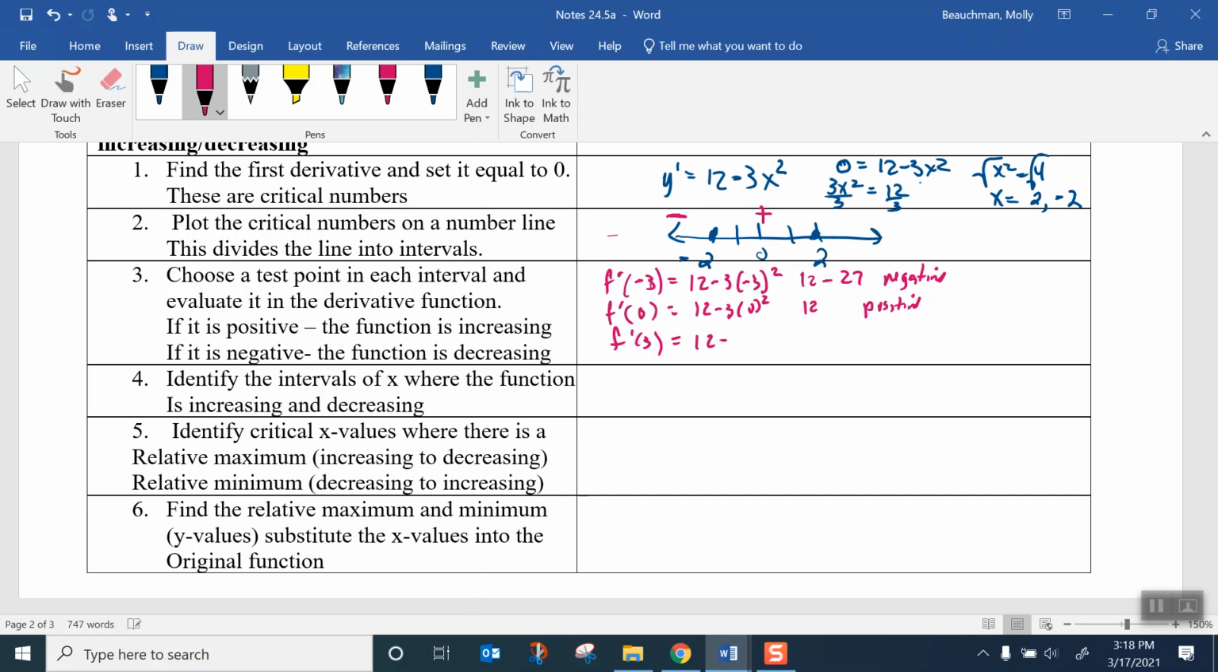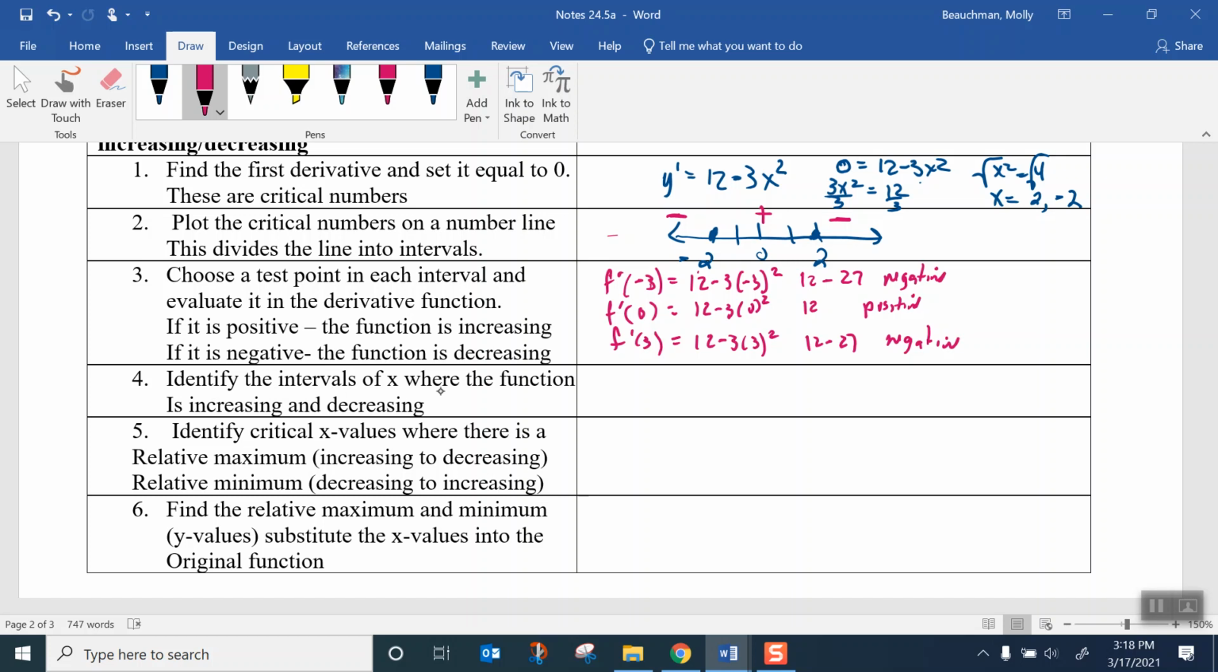Then if we find f prime of 3, I get the same value as I did for f prime of -3, which is negative. So on our number line, we had two critical numbers, -2 and 2. It cut the number line into 3 pieces. Pick a test point from each piece, substitute it into the derivative. If it's positive, then it's increasing. If it's negative, then it's decreasing.